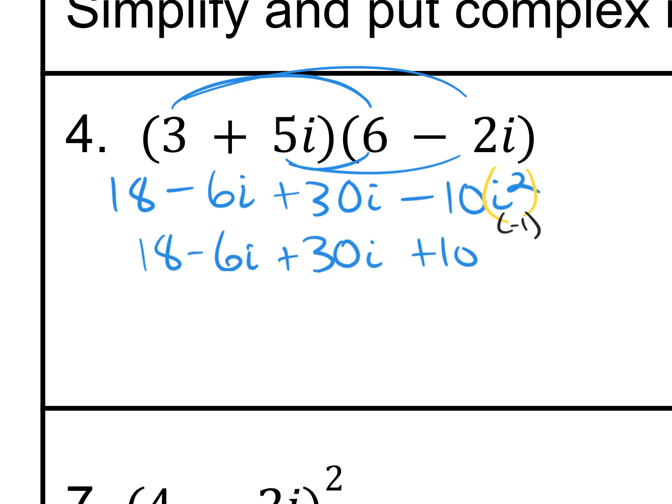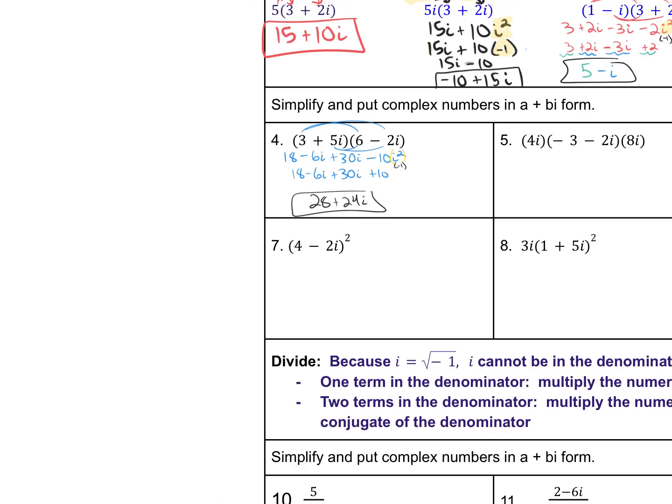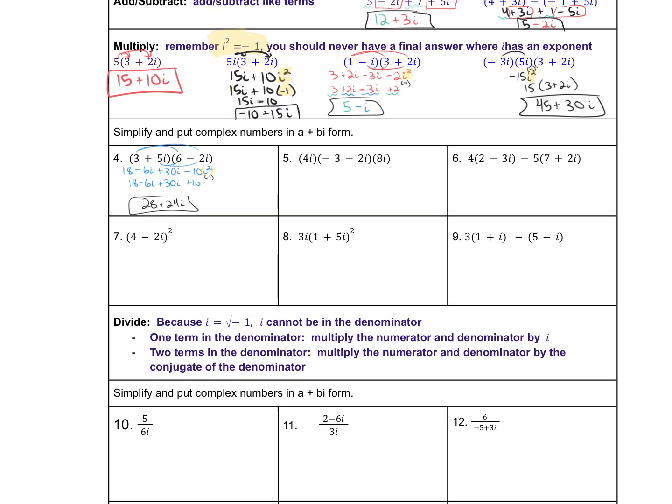So now as I go to combine my like terms, I want to combine my real terms first. So the 18 and the 10 combine to make 28. And my i terms, -6i, +30i, end up making a +24i. So once again, final answer should not have i squared in it, just your i variable. Let's jump to down here. Look at number 7.